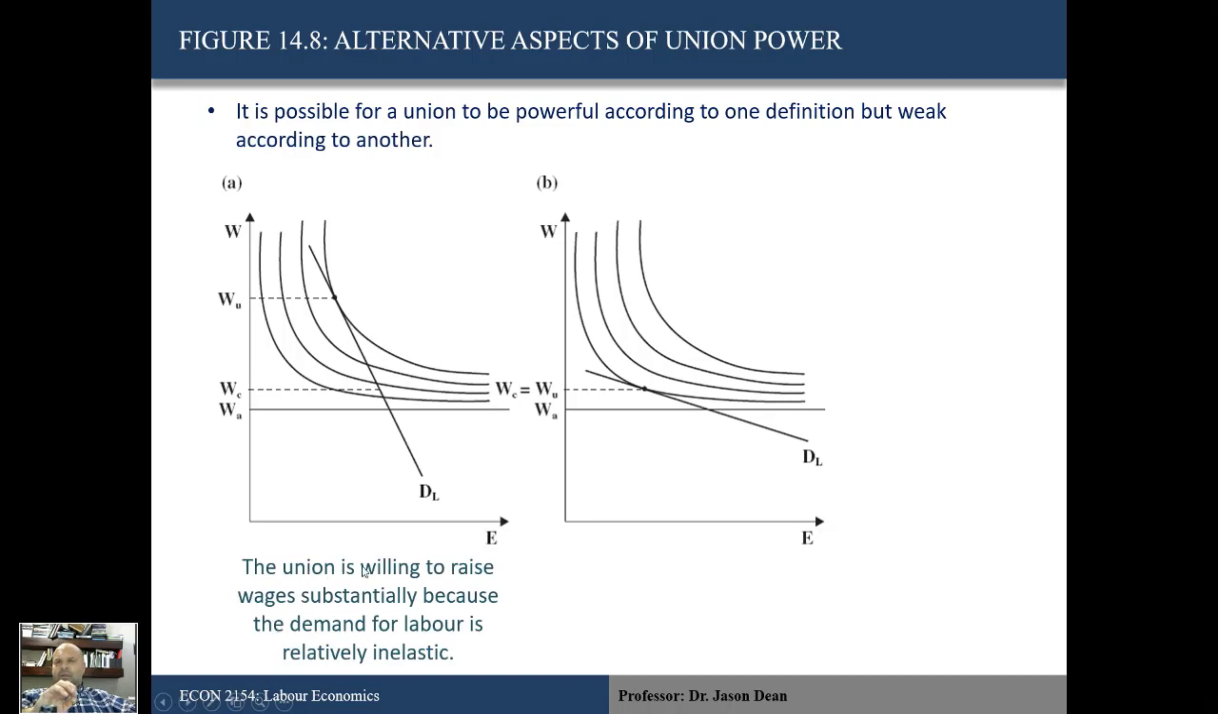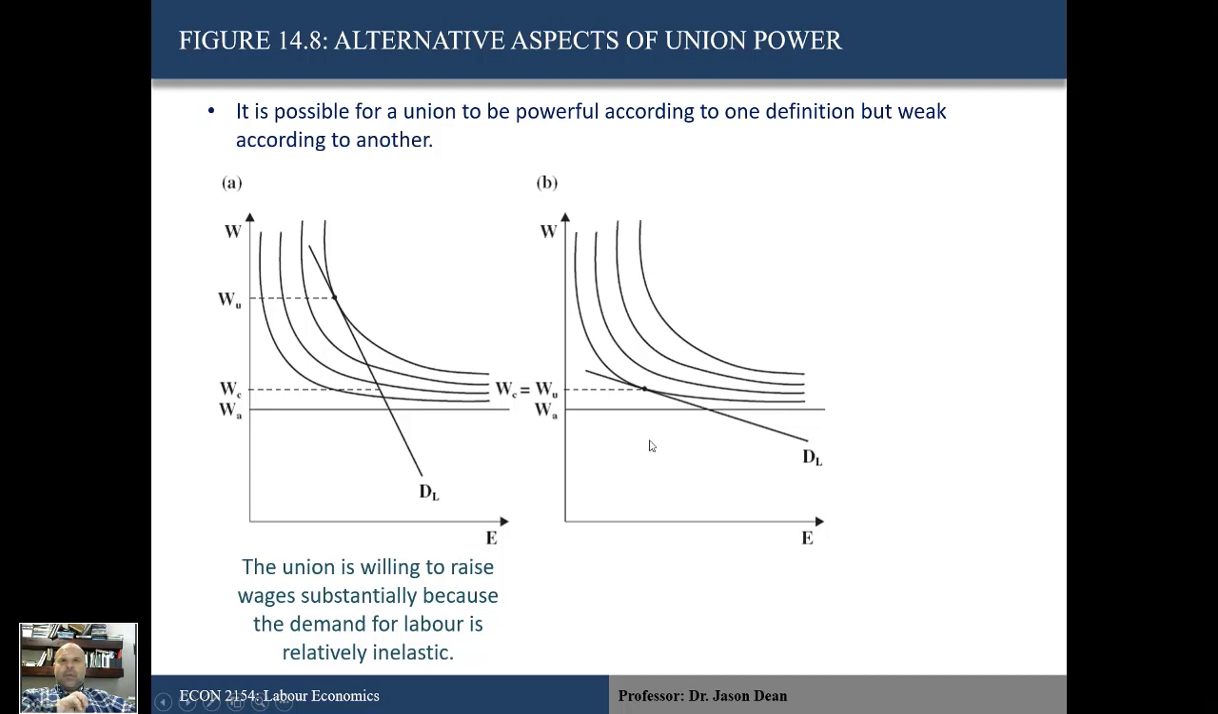So here the union is going to be willing to raise the wages substantially because of the inelastic demand curve. They're not going to lose that much employment to get this much higher wage. But they may not be able to negotiate as well. And so let's suppose that they're only able to negotiate this wage here. So in this case, they seem to have a lot of power, but because they're weak on the other power, they actually are not capable of getting the wage that they want for their union membership.